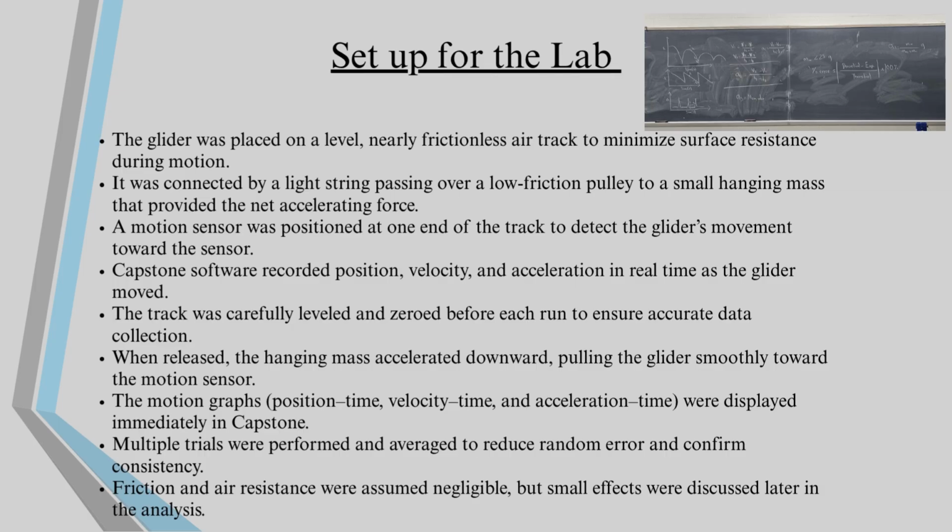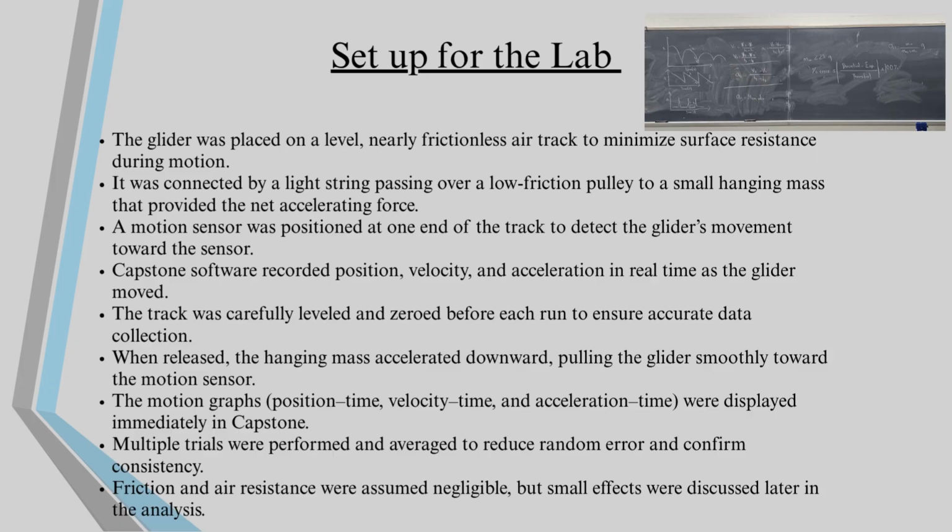Hello, this is Yara. For this experiment, we set up a nearly frictionless air track to reduce surface resistance while the glider was moving. The glider was connected to a small hanging mass using a lightweight string that passed over a low friction pulley. This setup provided a net acceleration force needed to move the glider. The motion sensor was placed at one end of the track to record the glider's motion towards it. Using Capstone software, we recorded real-time data for position, velocity, and acceleration.